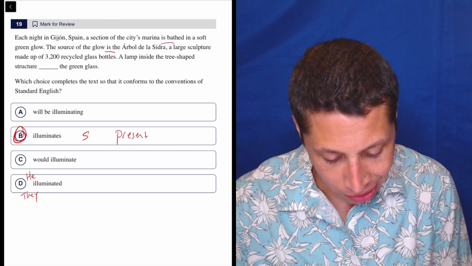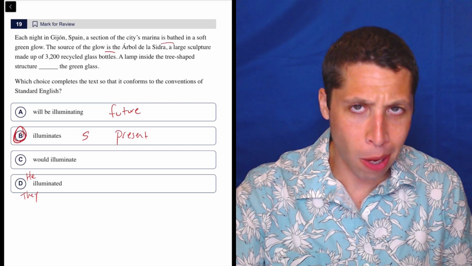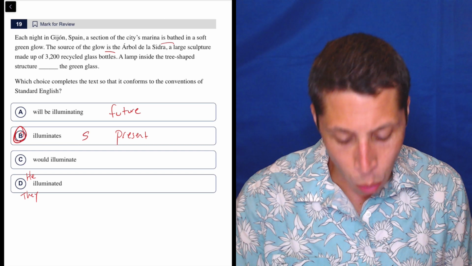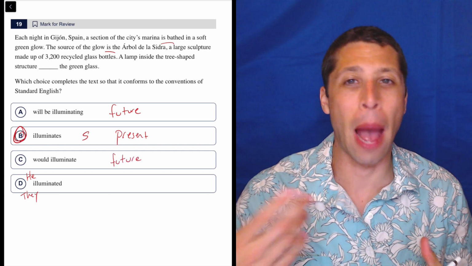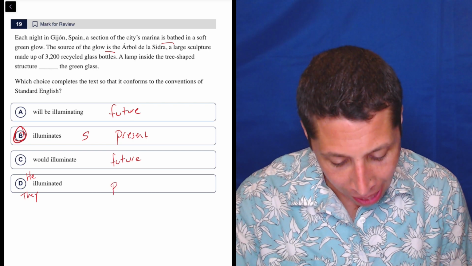So we should stay in the present tense. And that's what this really is, right? It's not the future. We're not talking about how they're going to build the sculpture and then it will be illuminating the city. No, that's not it. It's not "would" either. That's also kind of a version of the future tense, right? It almost implies that it hasn't happened yet, but it could, it would, it happened in the future. I don't know. And then illuminated is the past.